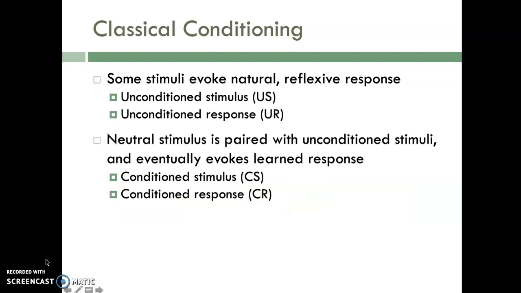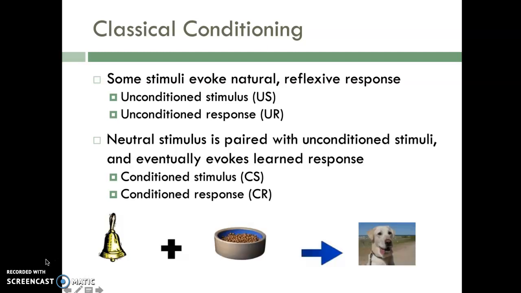So in classical conditioning, some neutral stimulus, a stimulus that has no inherent meaning to the learner, is paired with the unconditioned stimulus and eventually evokes a learned response. In Pavlov's case, he designed an experiment where he rang a bell every time he gave the dog food. So the bell and the food eventually got paired together, and the dog learned to associate those together. And then soon, just ringing the bell would make the dog salivate.